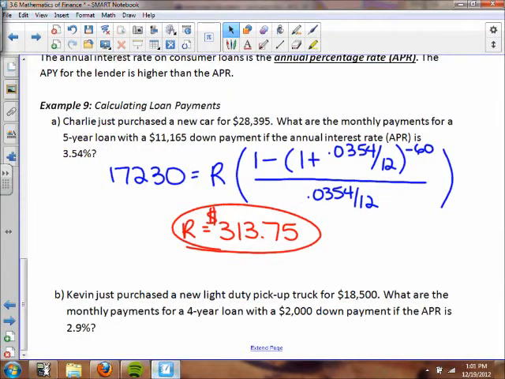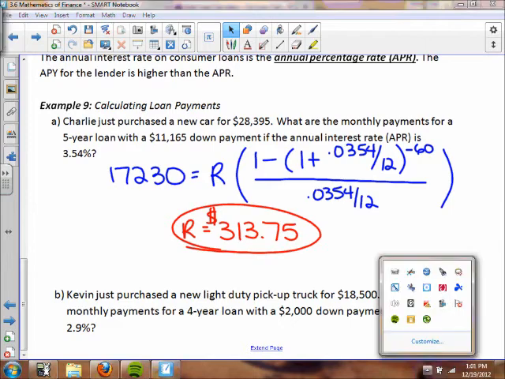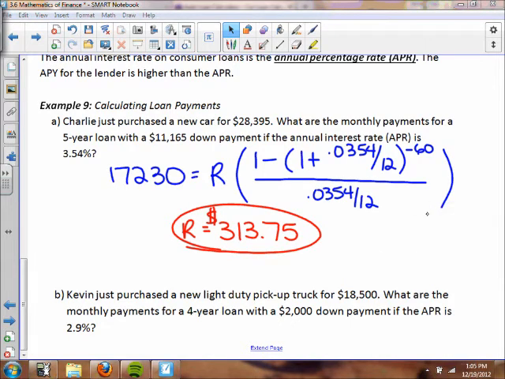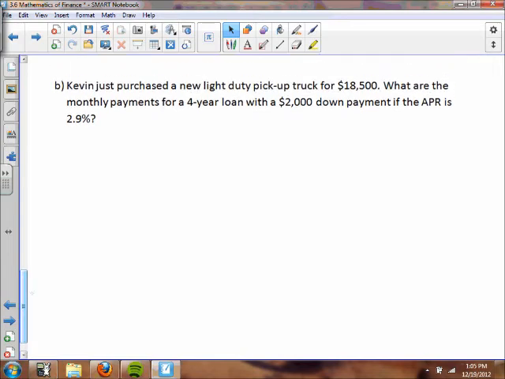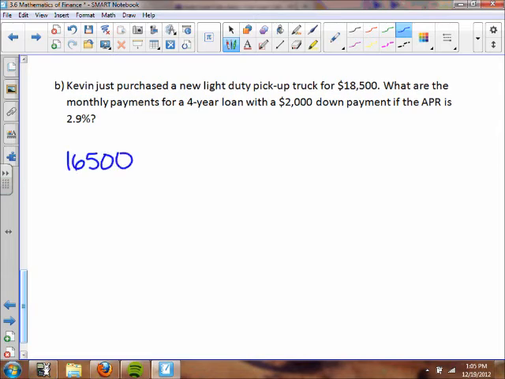Okay. Now I'd like you to find out how much Kevin is paying per month. Go ahead. Kevin just purchased a new light-duty pickup truck for $18,500. What are the monthly payments for a 4-year loan with a $2,000 down payment if the APR is 2.9%? How much is the loan worth? The loan is worth $16,500.